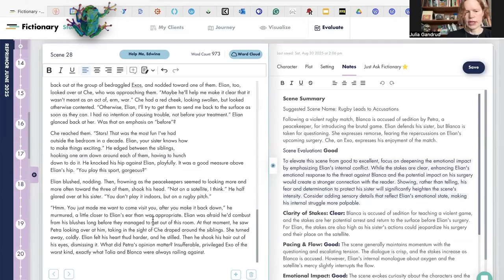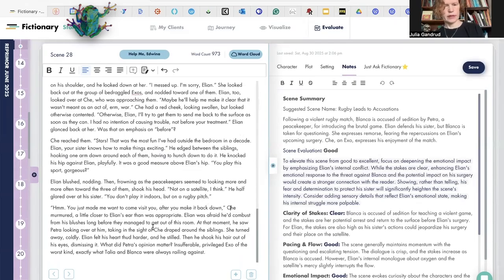Okay. Che is saying Che. Let's say Che murmured. Okay. Do I need all of that? Well, this is the romance bit, romance plot. There's a romance subplot between Elian and Petra. Petra's sort of playing the Darcy role, and Elian is playing the Lizzie Bennet role. What did Petra's opinion matter? Insufferable, privileged exo. Okay, period.